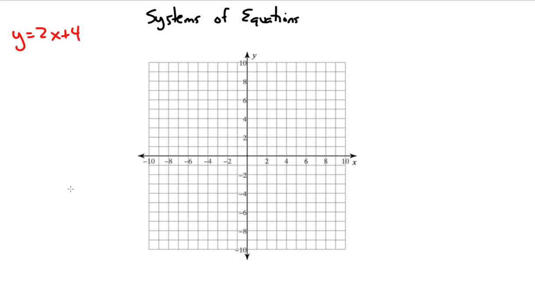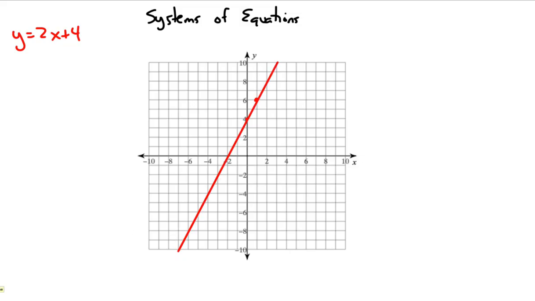Well, if I wanted to graph that, I know it crosses b at 4, so I go to 4 right there. And then I have my slope of 2, so I'm going to rise 2 and run 1. There's a point, and I could graph that line like this. Come up here, 2, 1, 2, 1 right here. So it goes from here through those points like this.